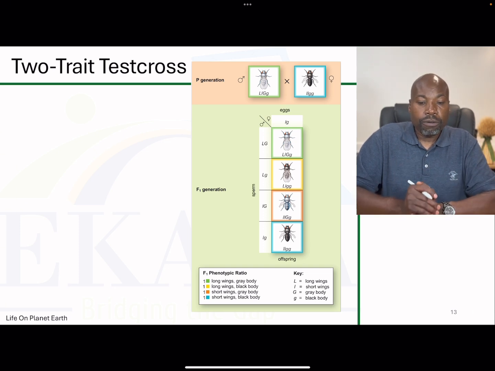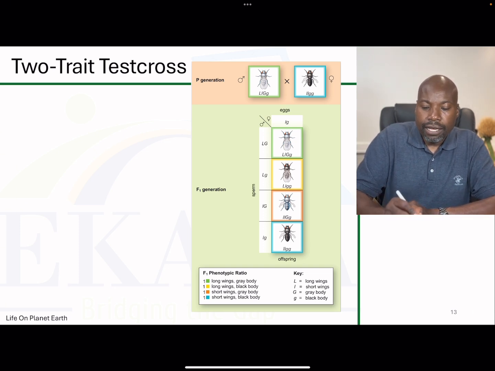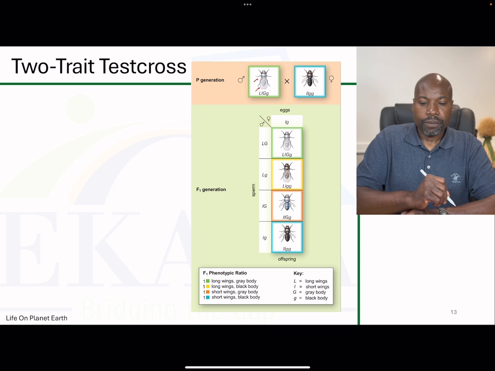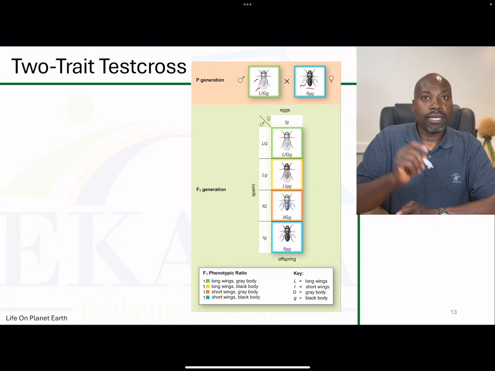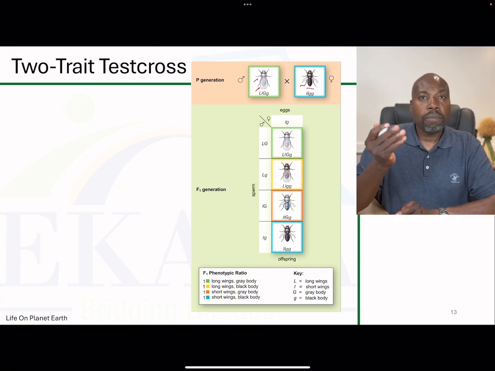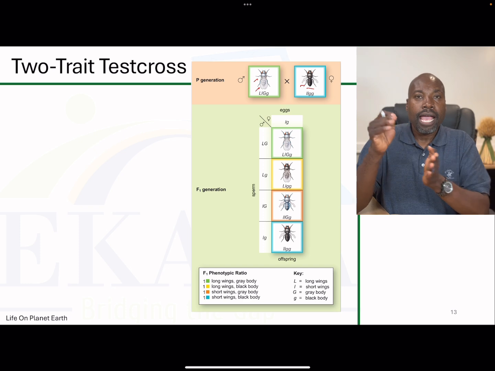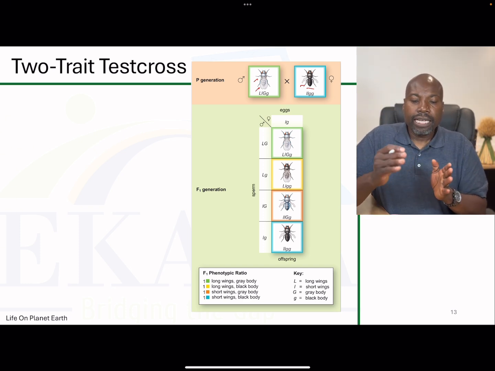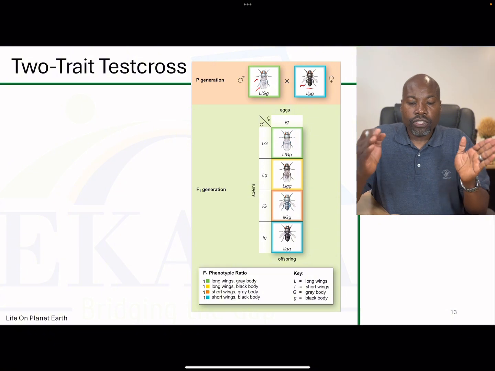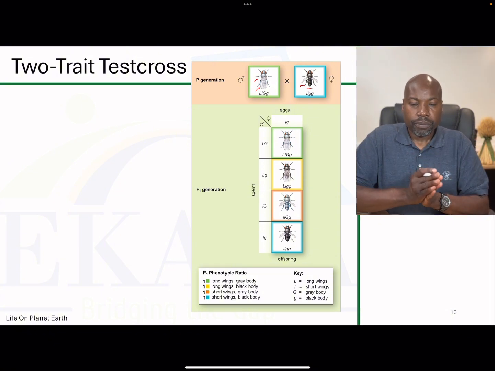So here we have fruit flies, and these flies are going to be one with long wings and gray body. The other one would have black body and short wings, right? Black and short being recessive over gray and long wings. So what he did is to actually cross these two individuals, okay?